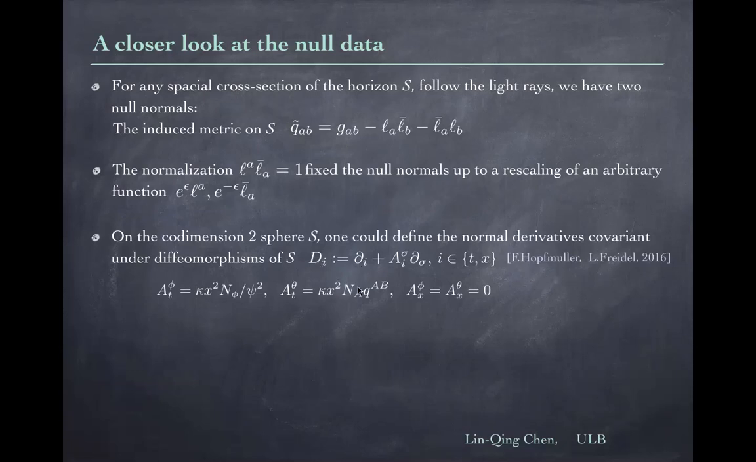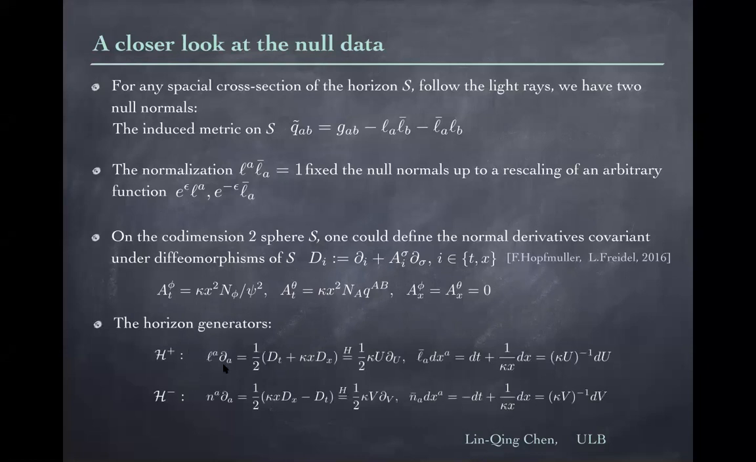More precisely, they define a covariant derivative. It is a covariant derivative on this codimension 2 sphere, and this A will be a one form in the normal plane of S and evaluated into the tangent space of this 2 sphere. So in our near horizon expansion from the metric data, you can read out what those connections are, and they are ordered at the order of x squared.